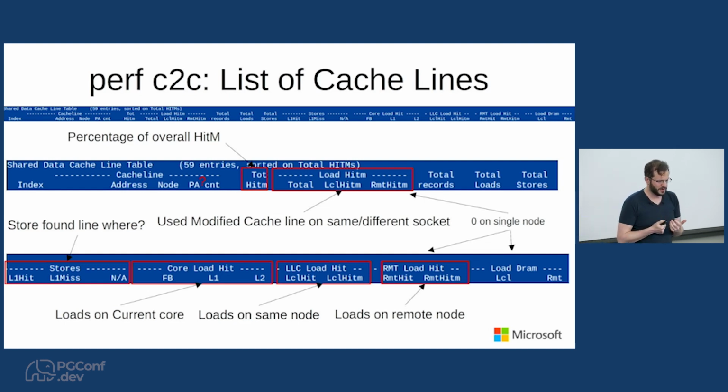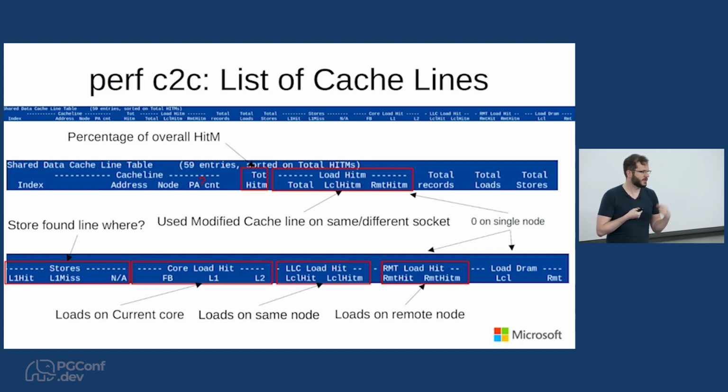The most important one is total hit mem, which is how many of the modified cache lines in all the cores have we encountered? How many of those were on that cache line, which is going to be one line below? And then how is that split between local and remote? That's load hit mem, when loading the data, and how many stores were there? That's the stores that were either found in L1 or not found in L1.